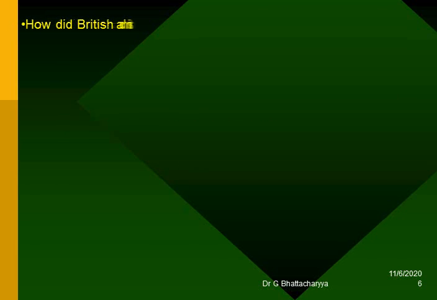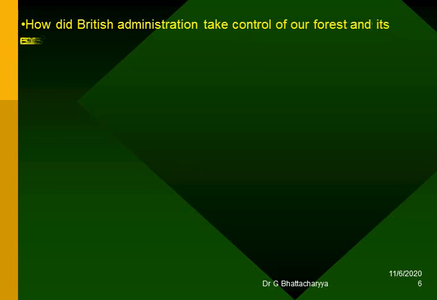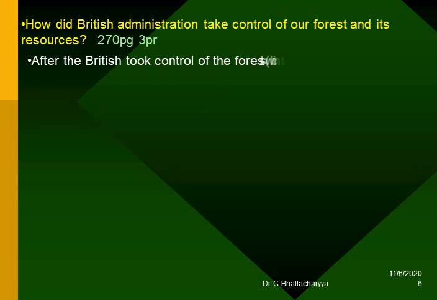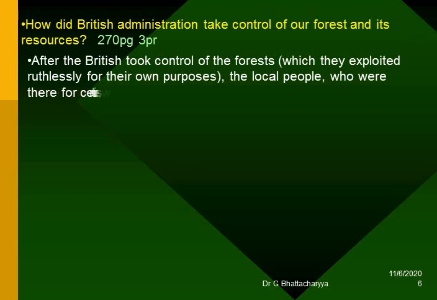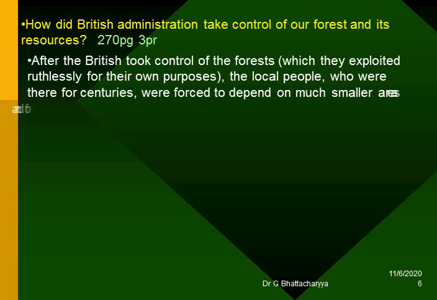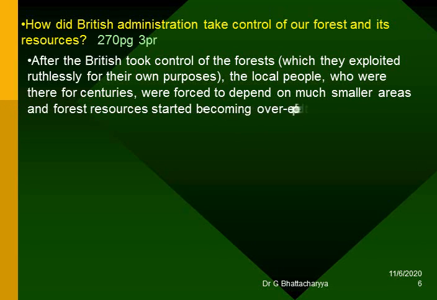How did British administration take control of our forest and its resources? After the British took control of the forests, which they exploited ruthlessly for their own purposes, the local people who were there for centuries were forced to depend on much smaller areas, and forest resources started becoming overexploited to some extent.